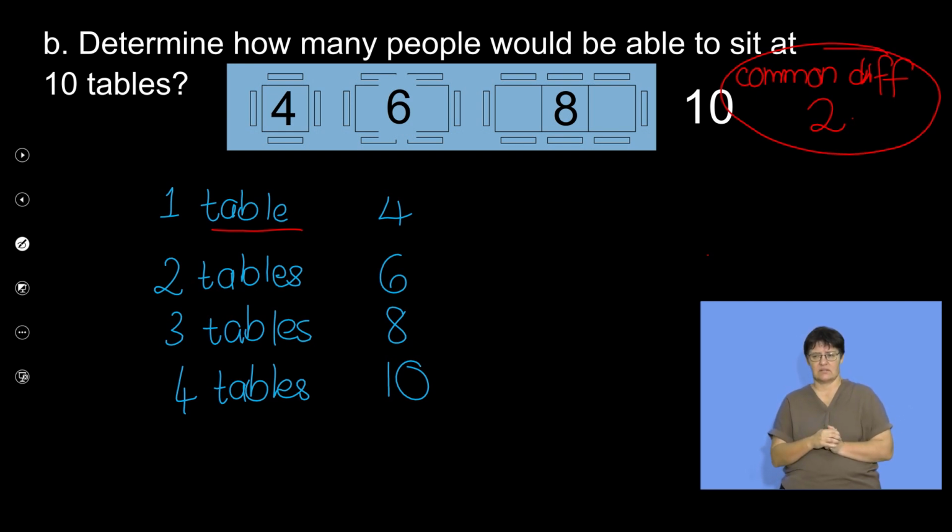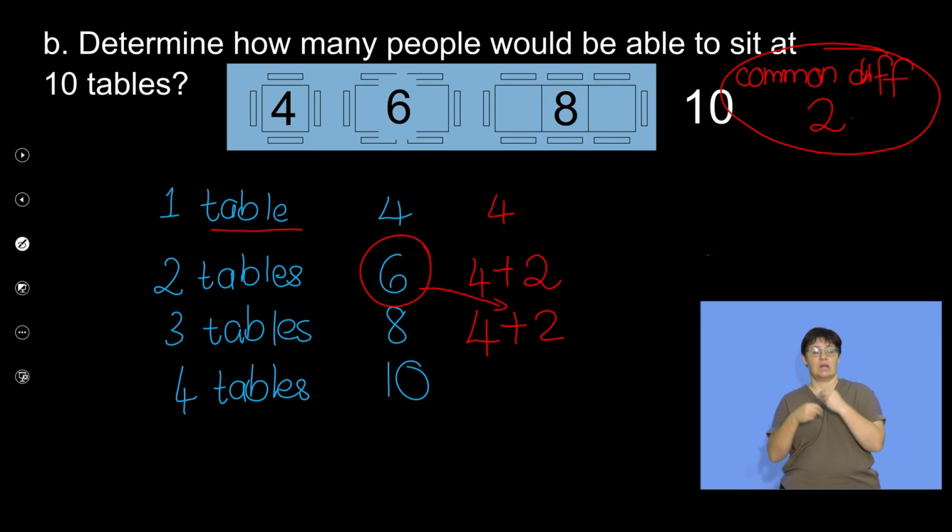At one table, we can see that we just had 4 people. But for the second table, we actually added another 2 people. If I look at 3 tables, I'm sure that everyone will agree that we already had 6 people, and I added a further 2.